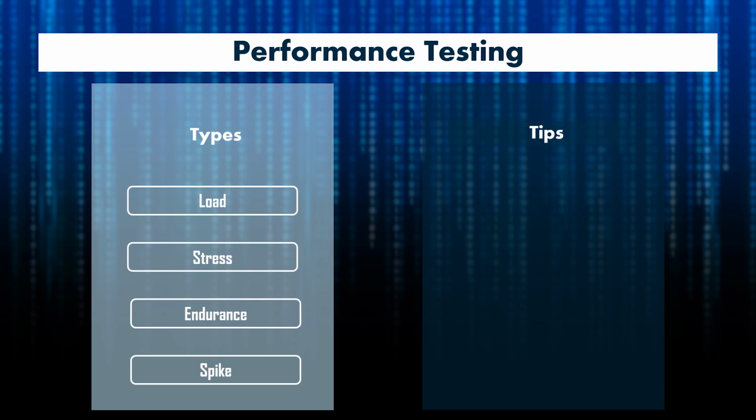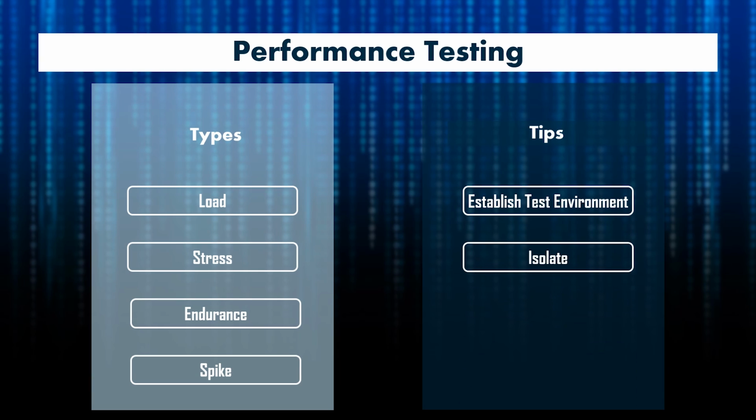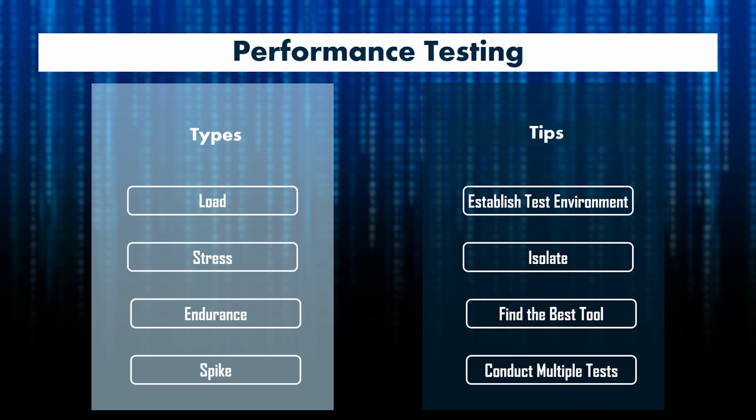Now, let's have a look at some of the tips for performance testing. First, we have to establish a test environment as close to the production environment as possible. Then we have to isolate the test environment even from the QA or UAT environment. Though there is no perfect tool for performance testing, research and decide on the tool that best fits your purpose. Also, do not rely on the results of just one test. You should conduct multiple tests to arrive at an average number. Be wary of any changes to the test environment from one test to the other.